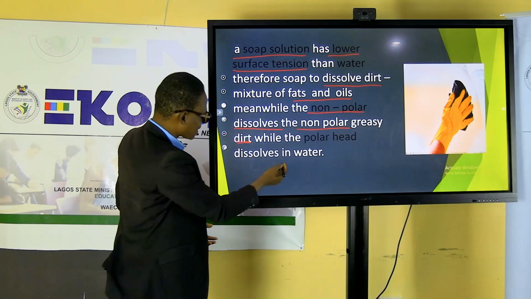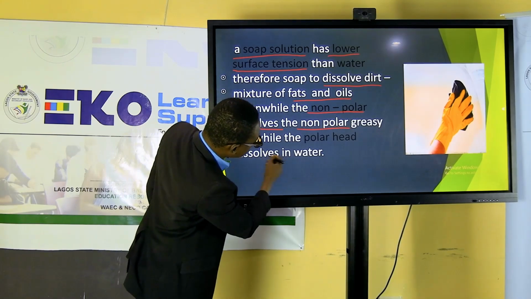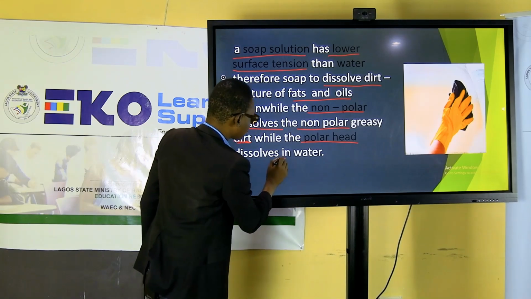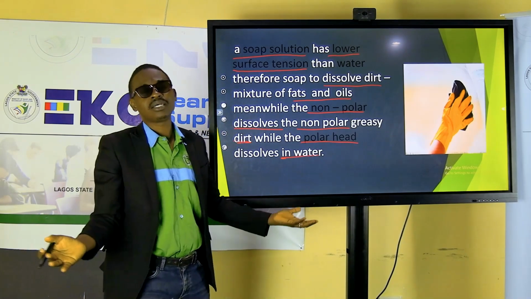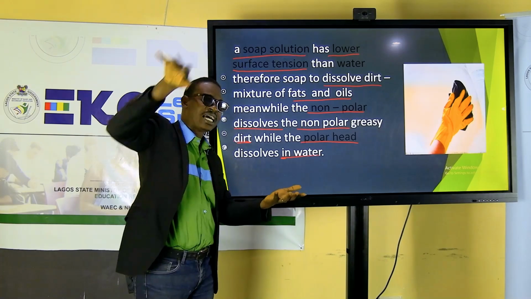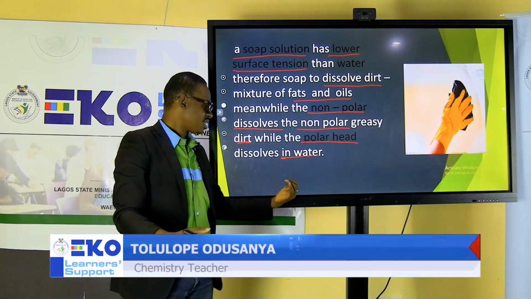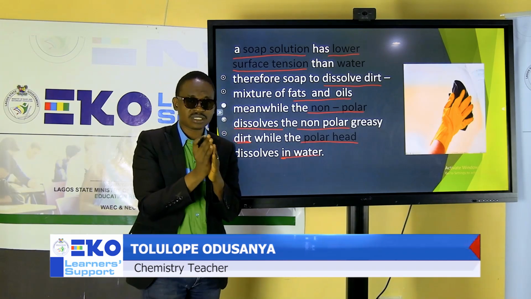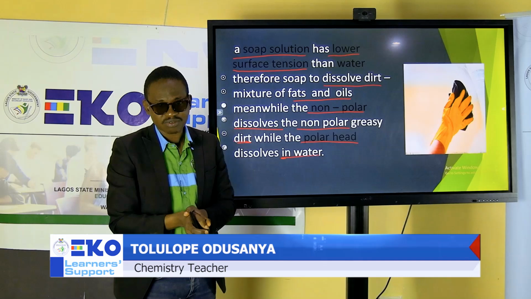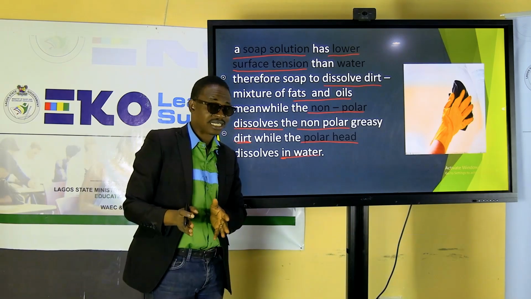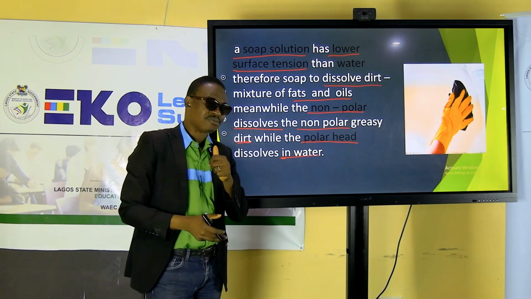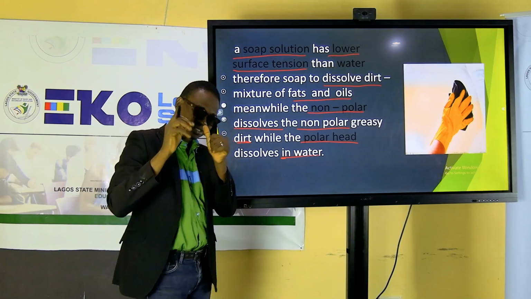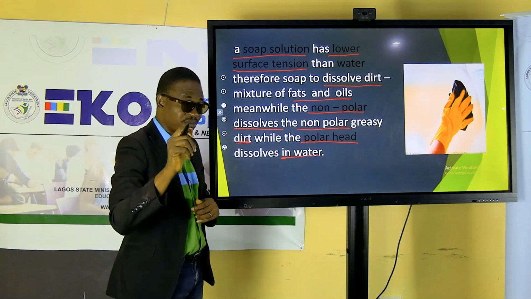Good to go. Why does it dissolve? The polar head dissolves in water. Water is polar, so the polar head of the soap will be dissolved in the water. All these form micelles, which help, through the agitation, in removing the dirt from the surface of the fabrics. I hope you've gotten that. Oh, good. You are now becoming a good scientist, a chemist, a future problem solver.